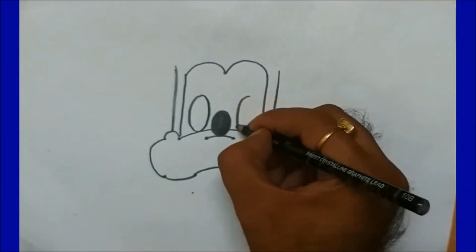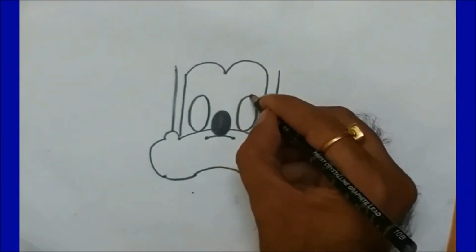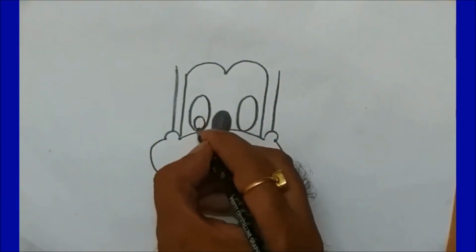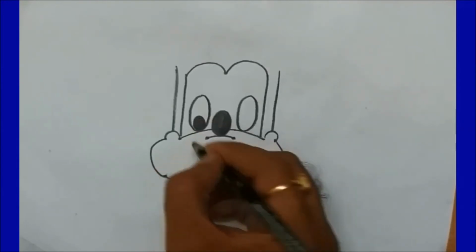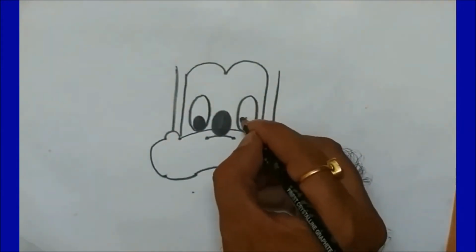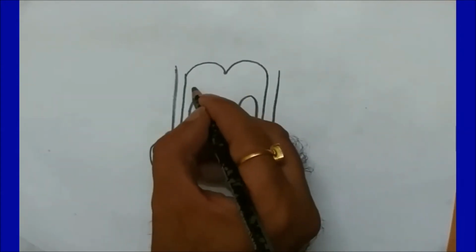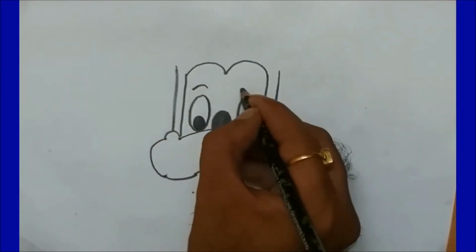Again one oval shape and one small oval shape specifying the lens. Again one more oval shape specifying the lens, and two small curves as an eyebrow.